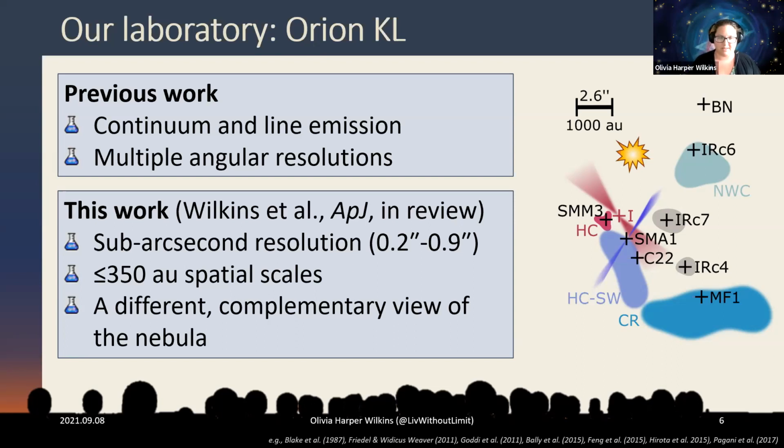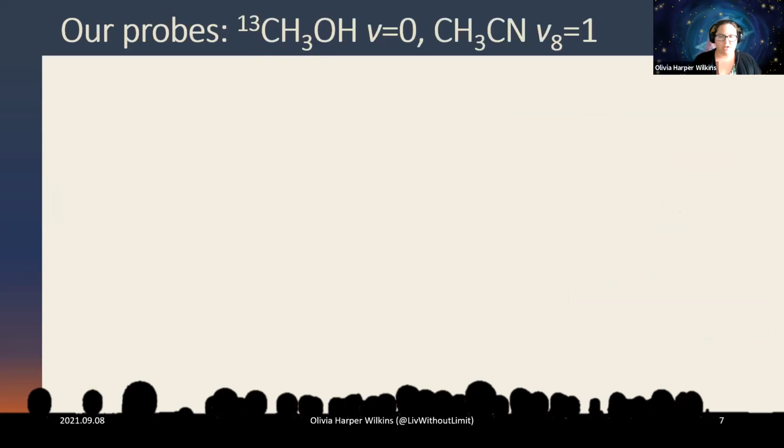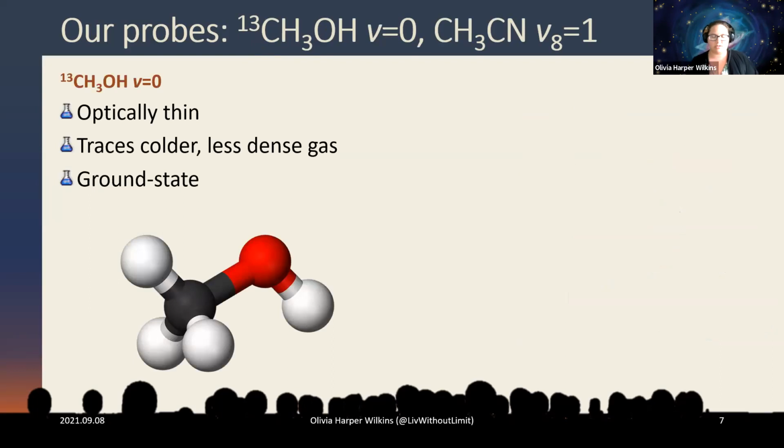So to look at Orion KL, we used 2 compounds. We used the carbon-13 isotopolog of methanol, and we used carbon-13 methanol because it's optically thin. People who do research on complex organic molecules, or molecules that have 6 or more atoms, know that methanol tends to be optically thick. So carbon-13 solves that issue. It traces the colder and less dense gas, so that allowed us to look at the compact ridge.